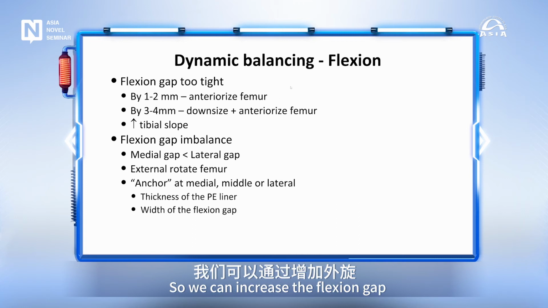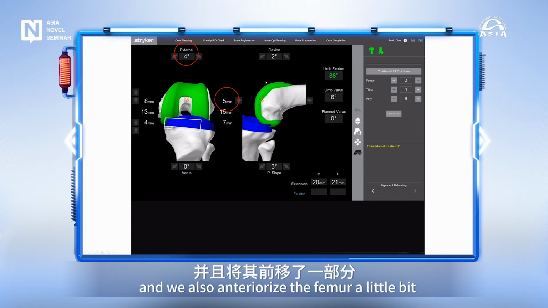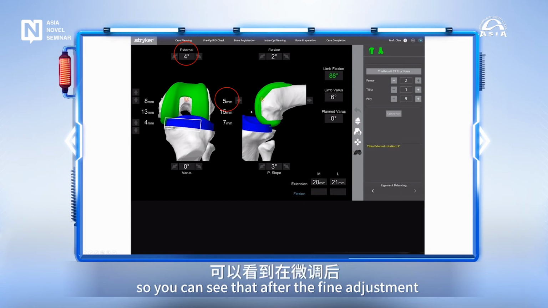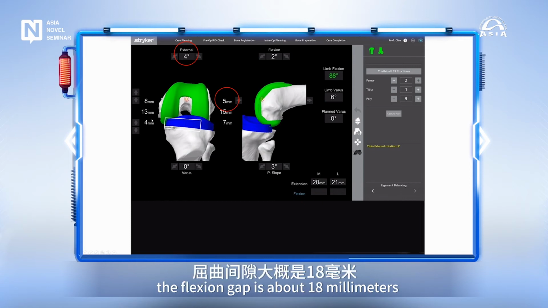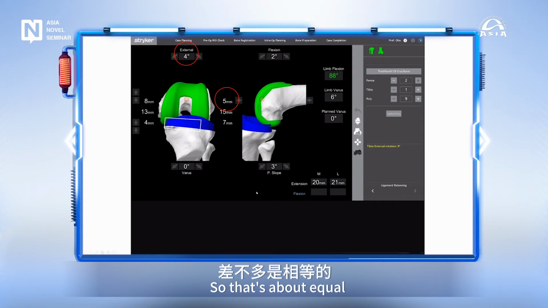So we can increase the flexion gap by increasing the external rotation. From 4 degrees, increase about 2 or 3 degrees more. Now here is about 7 degrees. Increase the external rotation, and we will also anteriorize the femur a little bit. So you can see that after the fine adjustment, the flexion gap is about 18 millimeters, both on the medial side and lateral side. So that's about equal.